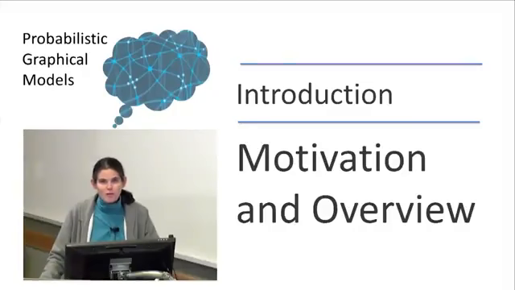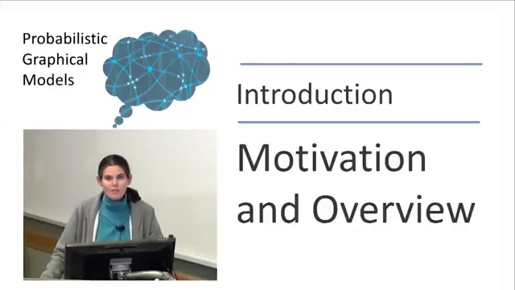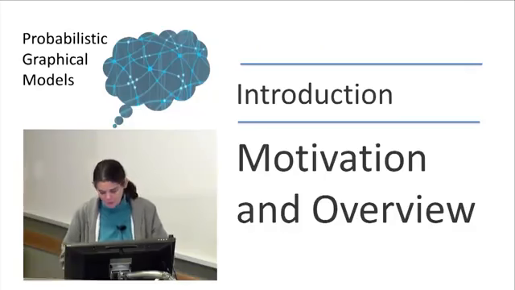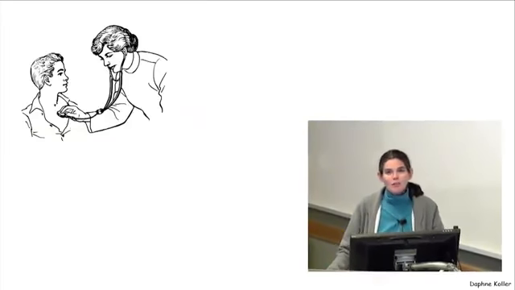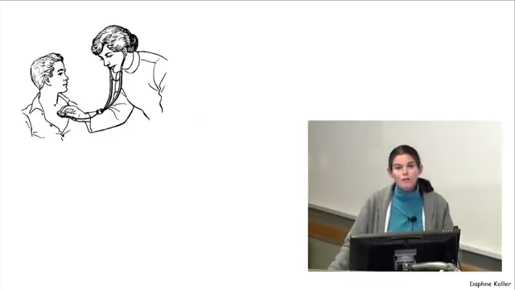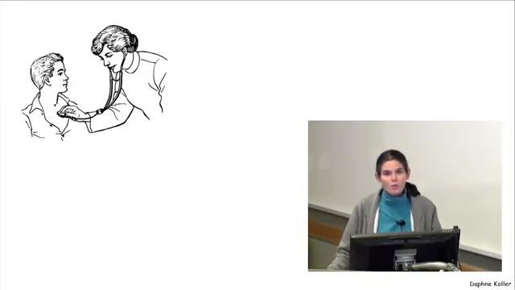Probabilistic graphical models are a bit of a mouthful, so before we define them, let's first figure out what they might be used for. One example application, which in fact is the one where probabilistic graphical models, or PGMs as they're called, first made its way into computer science and artificial intelligence, is that of medical diagnosis.